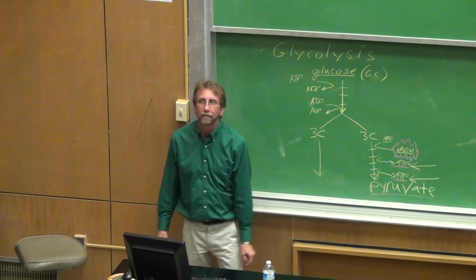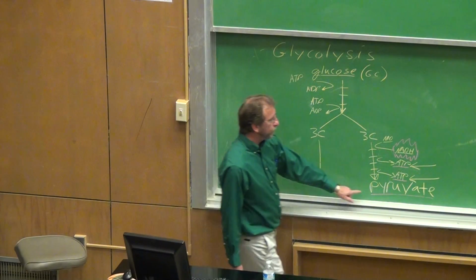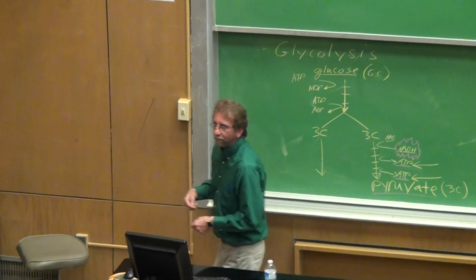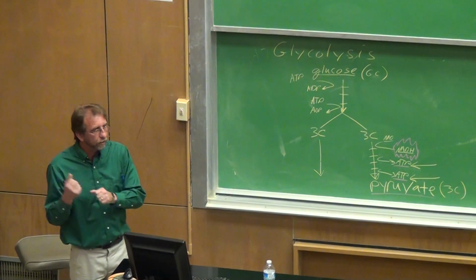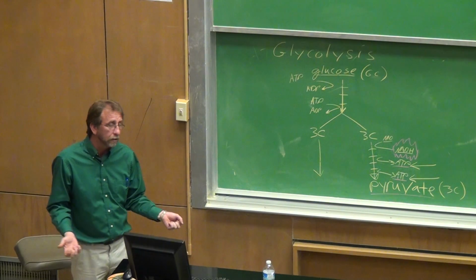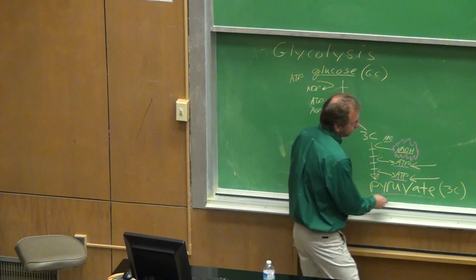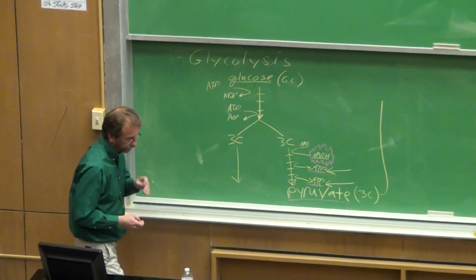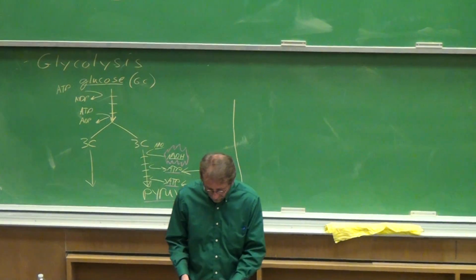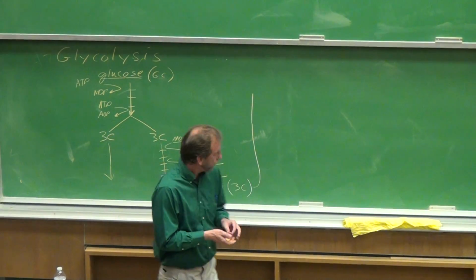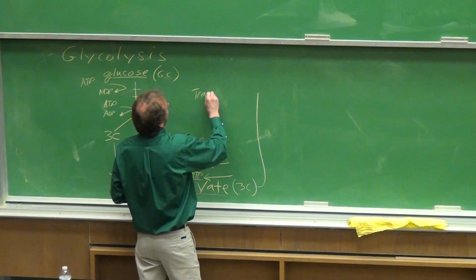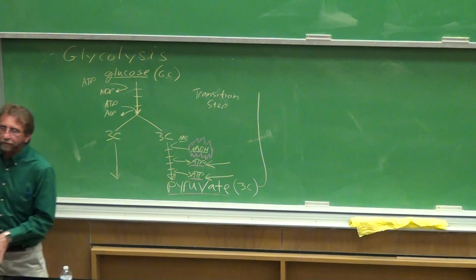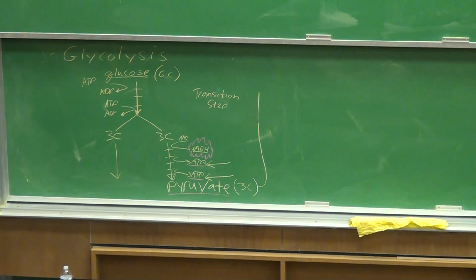Okay, so now we have a 3-carbon molecule, pyruvate. If we needed it for biosynthesis, we could send it off in that direction and use it to build larger macromolecules. But if we need it for energy production, then what happens is that we take the molecule and run it through what is called a transition step, so that it can enter into the next pathway of metabolism.